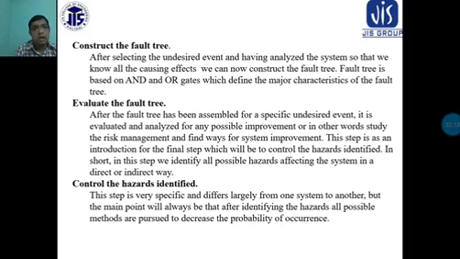The final step is controlling the hazards identified. This step is very specific and differs largely from one system to another, but the main point is that after identifying the hazards, all possible methods are pursued to decrease the probability of occurrence.